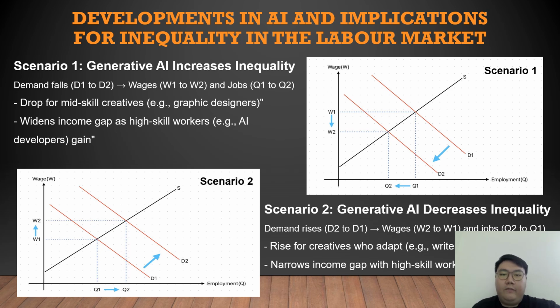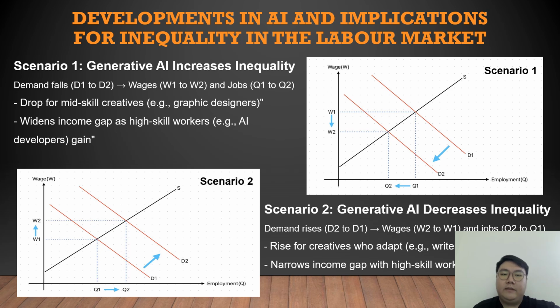Demand is at D1 with wages at W1 and employment at Q1. When writers use generative AI like ChatGPT to boost productivity, demand rises to D2, wages increase to W2, and employment goes to Q2, meaning higher pay and more jobs for those who can adapt to the usage of AI. If high-skilled workers like AI specialists see stable wage growth due to market saturation, the income gap narrows, decreasing inequality. This shows how AI can benefit a broader group, reducing disparities.